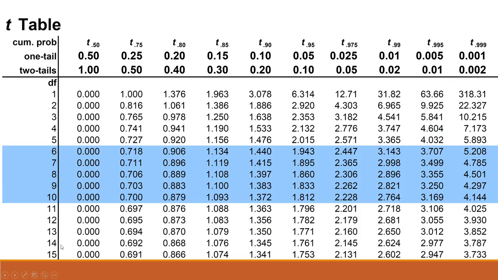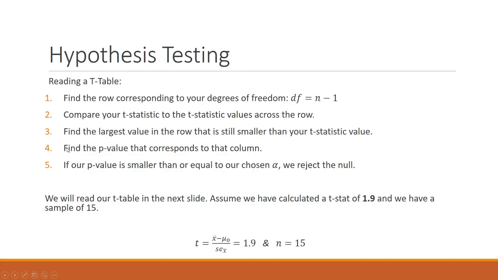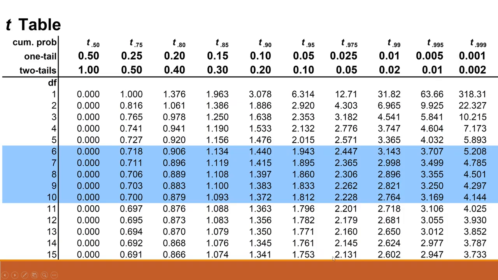All right, so let's go across the row. Smaller, smaller, smaller, smaller, smaller, smaller, bigger. Okay, then here we go. We find the value that is still smaller than ours, the largest value that's still smaller. All right, then what's the next step? Find the p-value that corresponds to that column. All right. So we come across here. Here's our value. What we do is we take this up to the top.